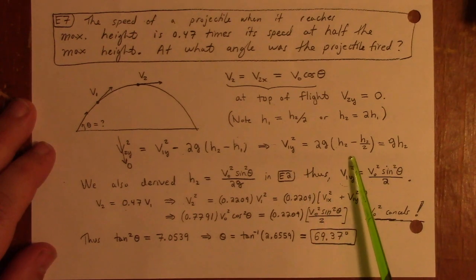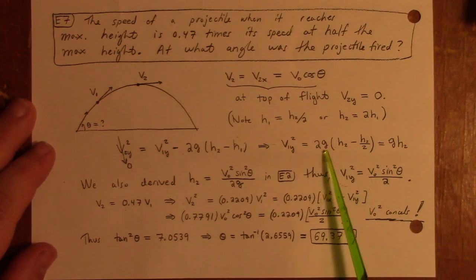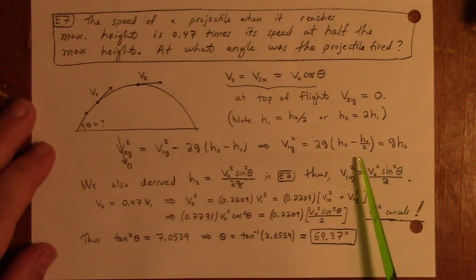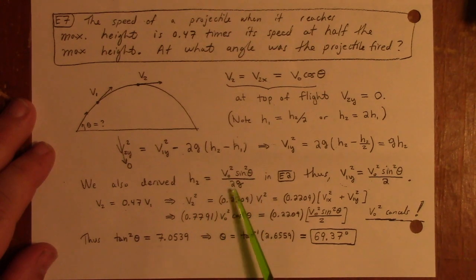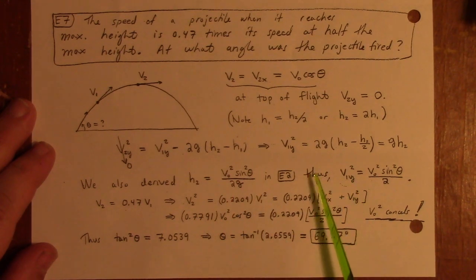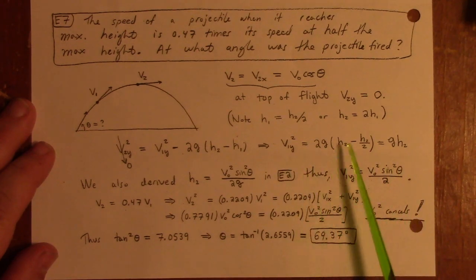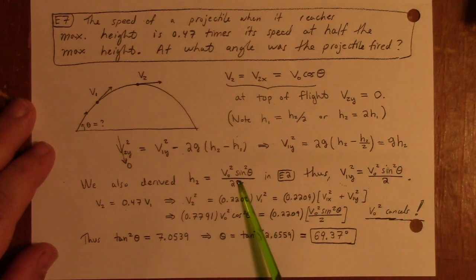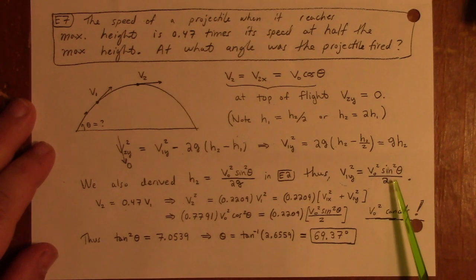Now h2 minus h2 over 2 is just 1/2 of h2, so the 2 cancels and we just get g h2. So that's g times the max height. But we also derived in class before that the max height is v naught squared sine squared theta over 2g. Consequently, v1y squared is equal to v naught squared sine squared theta over 2, because this is equal to that, which is equal to that, and the g's cancel, I think.